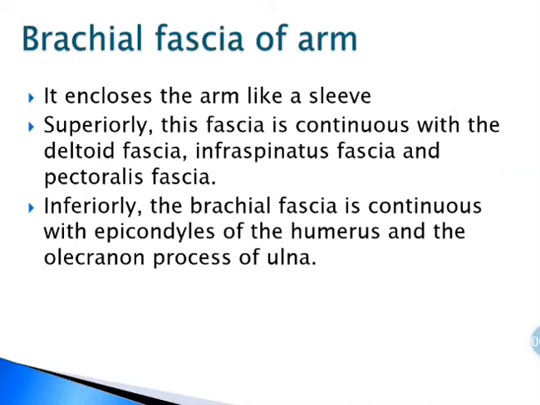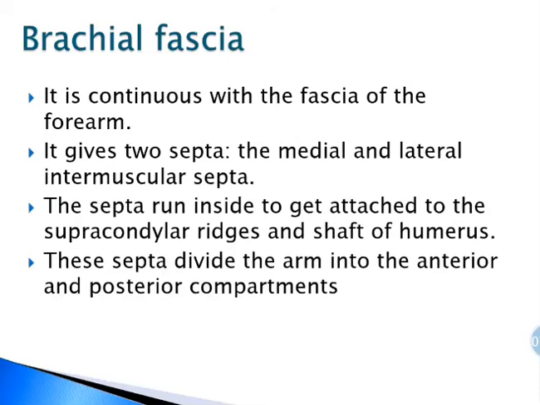Brachial fascia of the arm. This encloses arm like a sleeve. Superiorly, the fascia is continuous with the deltoid fascia, infraspinatus fascia, and pectoralis fascia. Inferiorly, the brachial fascia is continuous with the epicondyles of the humerus and the olecranon process of ulna. This is continuous with the fascia of the forearm.